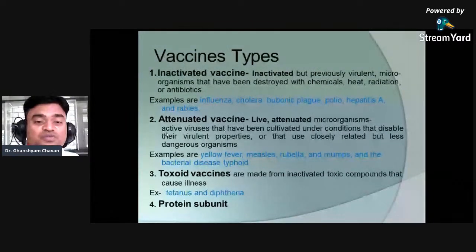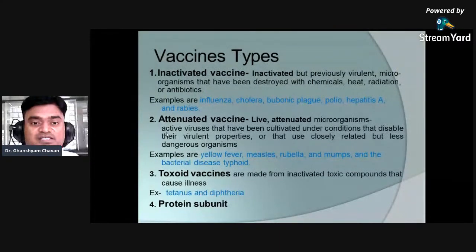This yellow fever is caused by a virus called flavivirus. In this yellow fever condition, our eyes, sclera and skin become yellow. Why does it become yellow? Due to the development of jaundice. There is also a problem in respiration, and the person can die. After that, measles, rubella, which is also a virus, mumps, and the bacterial disease typhoid.